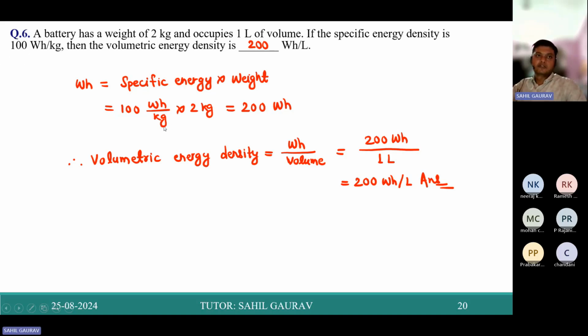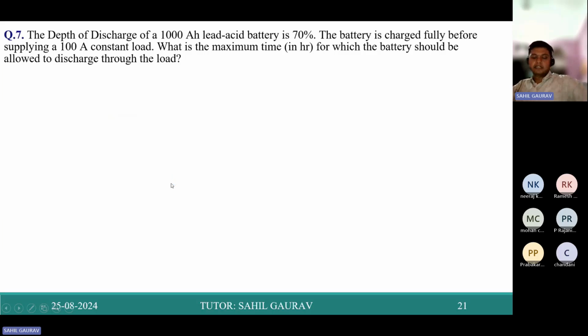Now let us see the next problem. The next problem is that the depth of discharge of a 1000 ampere hour acid battery is 70%. The battery is charged fully before supplying a 100 ampere constant load. What is the maximum time in hours for which the battery should be allowed to discharge through the load?